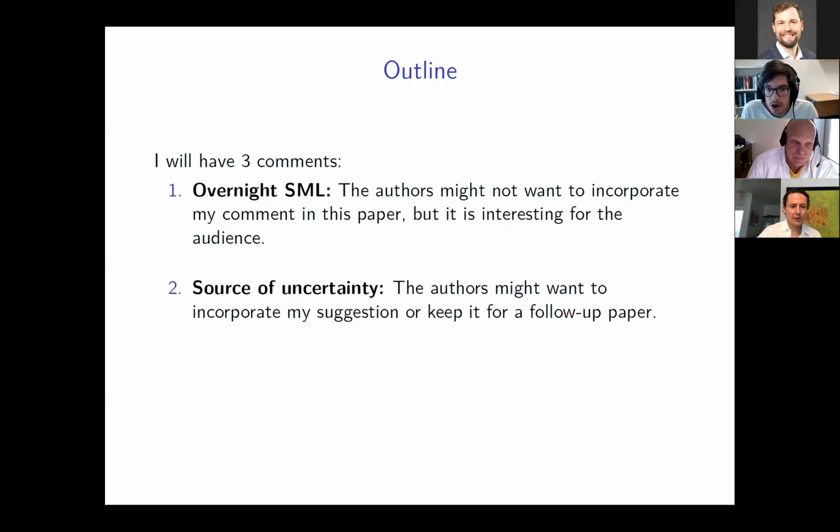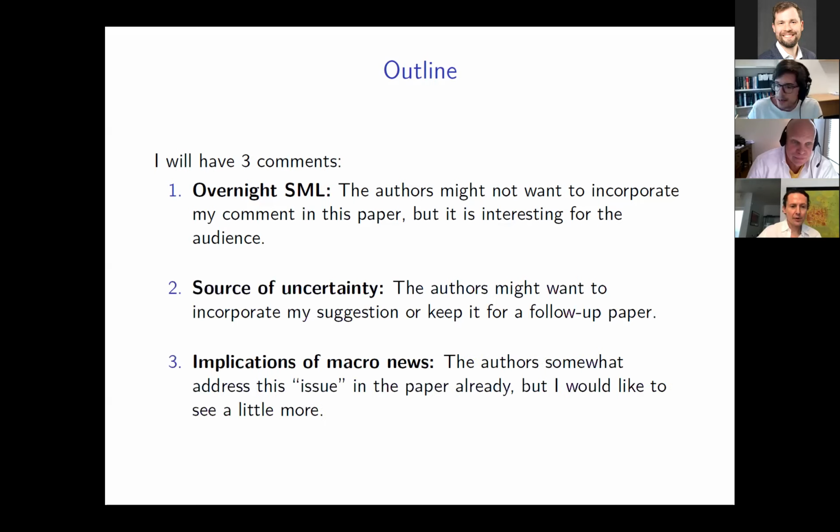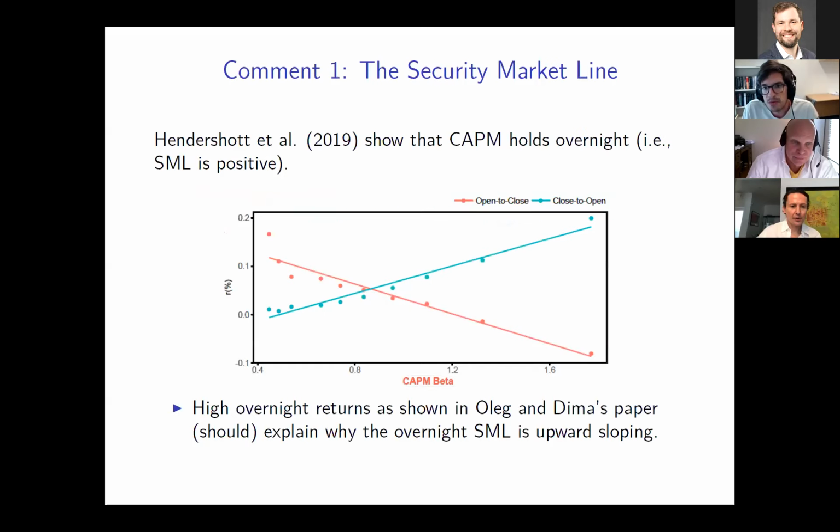I'll have a comment on the source of uncertainty. I would like to know more about what kind of uncertainty builds up and what leads to the resolution of uncertainty. So I'll have some little data work on this. They may want to incorporate this into this paper or keep it for a follow-up paper. And I would like to know a little bit more about the implication of macro news announcements to the remaining results. So let me start with the security market line.